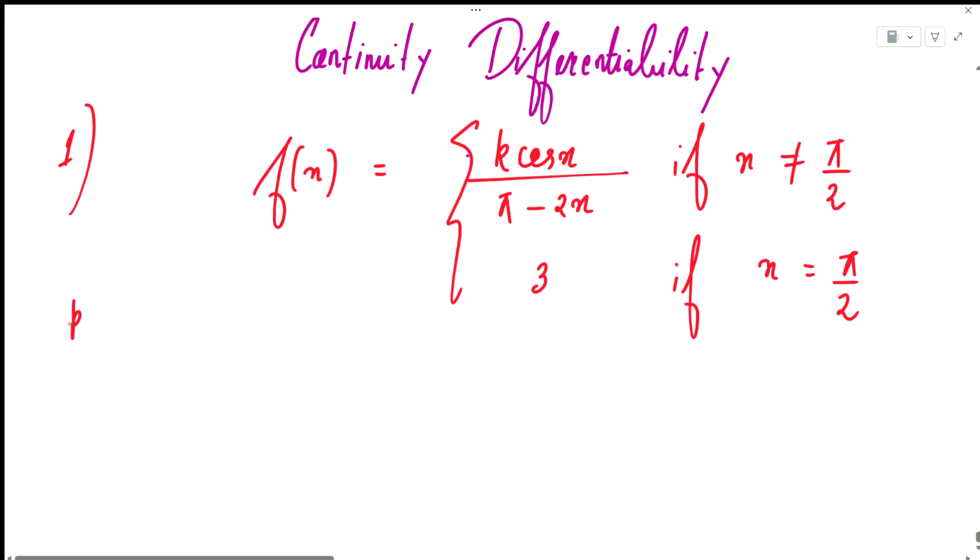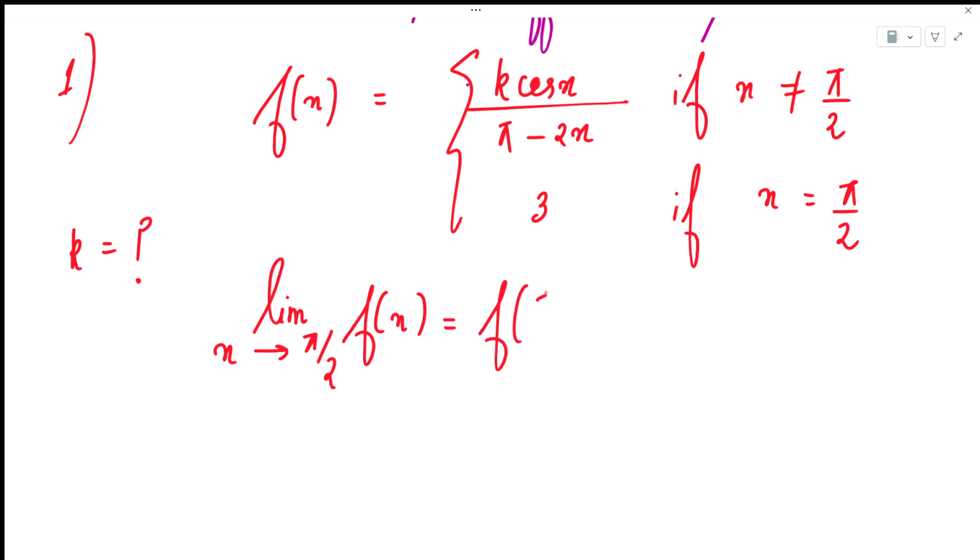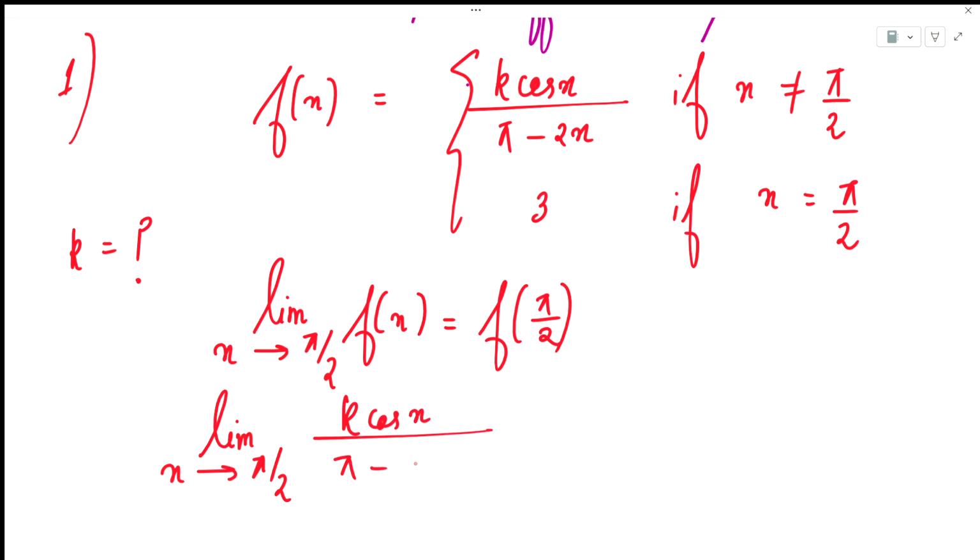Okay, k हमें निकालना है. हमें बताया हुआ है कि f of x is continuous at pi by 2. So you know, if f of x is continuous at x equal to pi by 2, the limit x tends to pi by 2, f of x will be equal to f of pi by 2. So this gives me limit x tends to pi by 2. In place of f of x, I'll write what? This k cos x divided by pi minus 2x equal to 3.